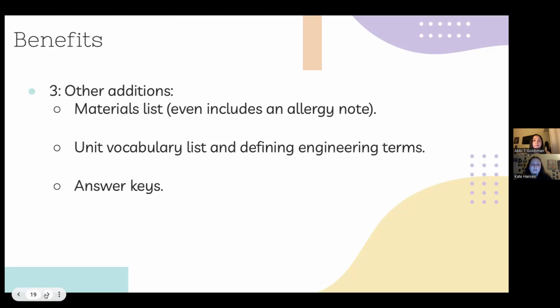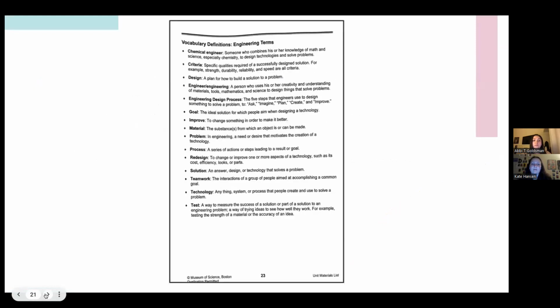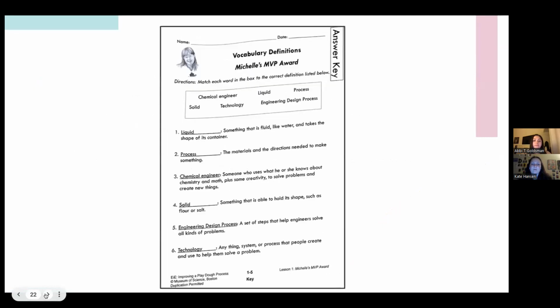We also have other additions that we liked. There's a materials list, a unit vocabulary list, defining engineering terms, and answer keys. This is the materials list, and on the other page, there's even an allergy note. Then we have the vocab definitions for engineering. And then we have an example of one of the answer keys.